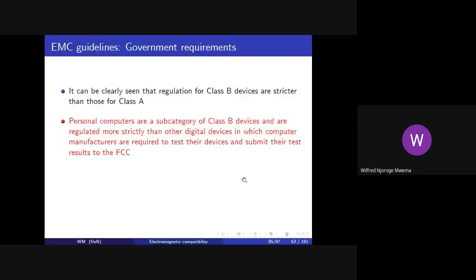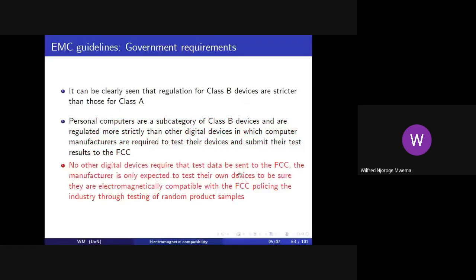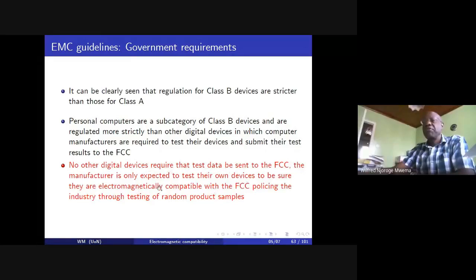No other digital device requires that the test data be sent to the FCC, and the manufacturer is usually only expected to test the devices to make sure that they are EMC compatible with the FCC policy. The FCC will then be policing the industry through testing of random products. That's what we talked about before.